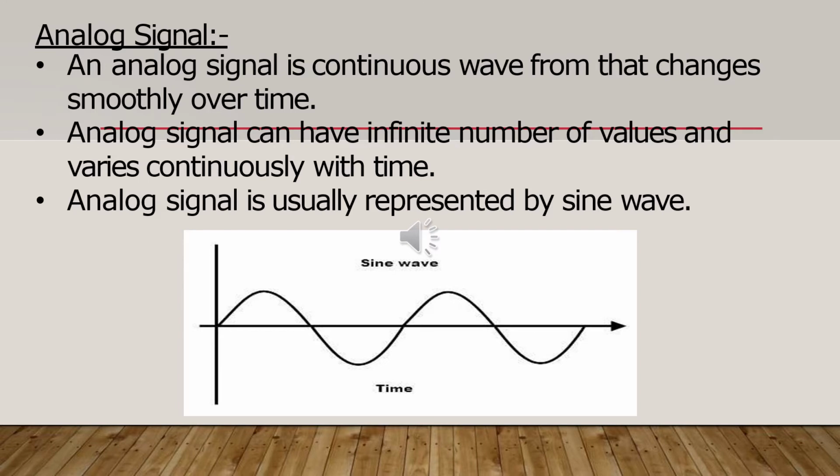Let us have a look at the analog signals. In the graph, we have two things, students. One is the sine wave and the other is the time duration taken by the medium while the data is transmitted from sender to receiver. An analog signal is a continuous waveform that changes smoothly over time. An analog signal can have an infinite number of values and varies continuously with time, and it is usually represented by the sine wave.